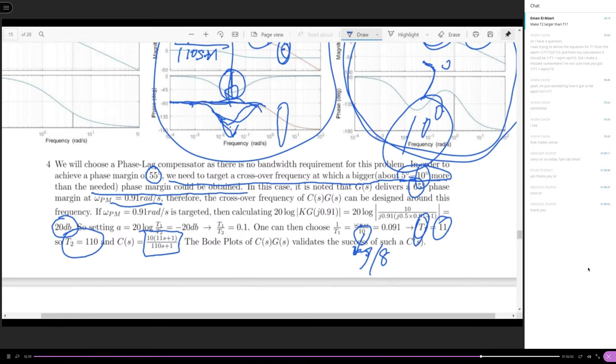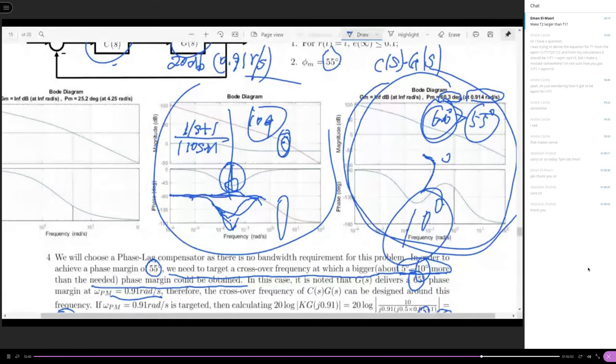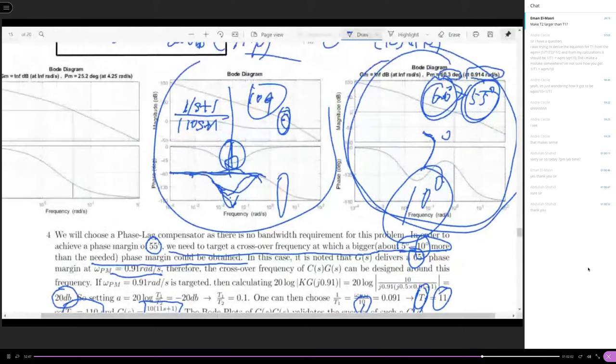So that your phase margin will be brought closer to the 55 degree. These are the two numbers that you can play with, the allowance number and the times number. You see what I mean?